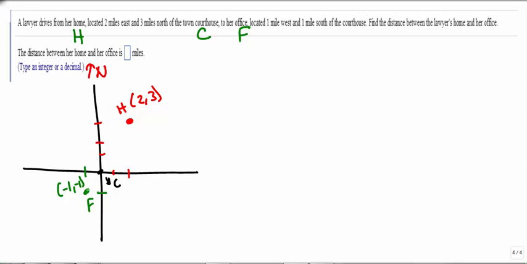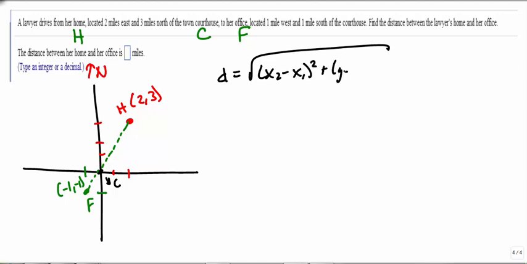Now I can't necessarily say whether it passes through the origin or not. I don't know if she drives right by the courthouse because my scale is not great here. But I'm basically looking for the distance between these 2 points. So the distance formula, if you will recall, is the difference in the x's quantity squared plus the difference in the y's quantity squared, and then I add those together and square root it.